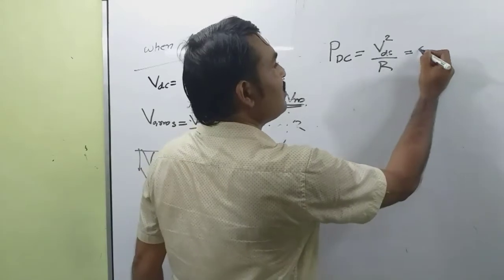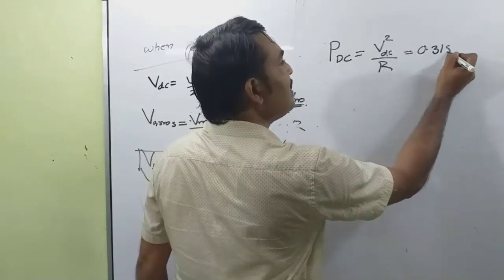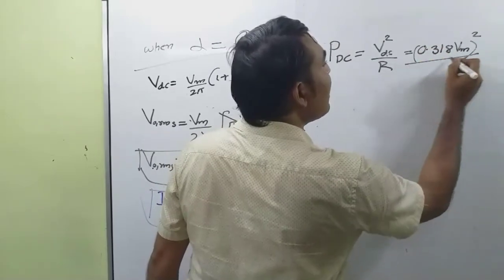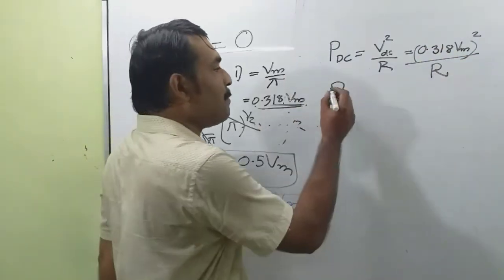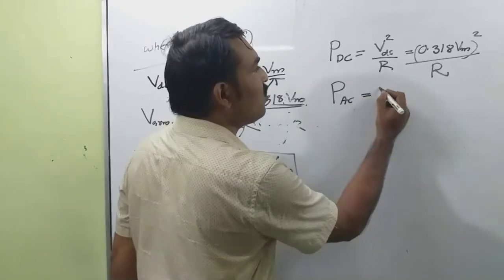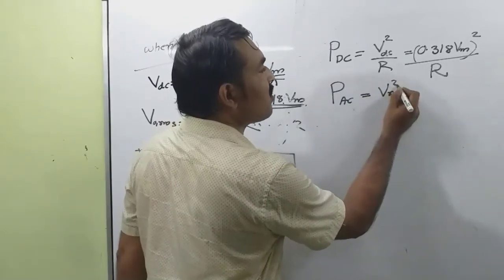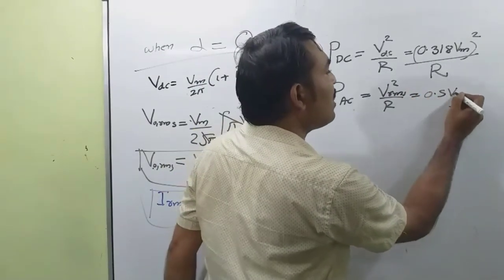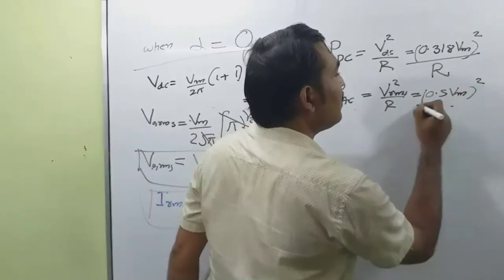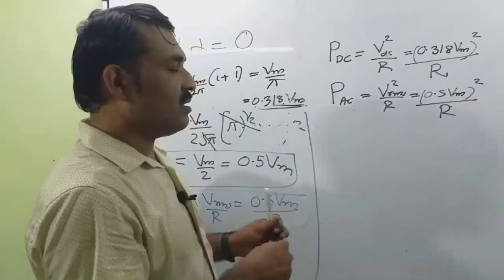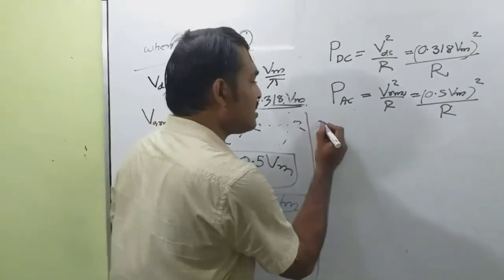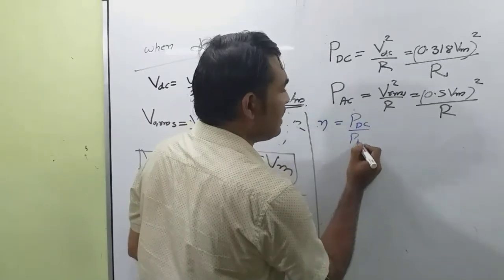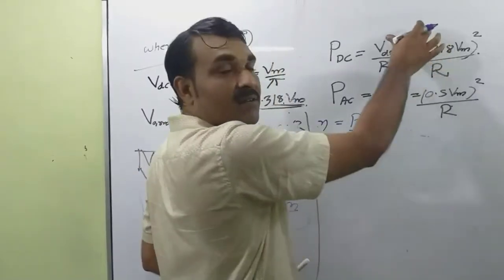So we can write this is equal to (0.318 Vm) the square divided by R. Then PAC is equal to Vrms square by R, that is equal to (0.5 Vm) the square divided by R. Now we can derive what is efficiency. Efficiency is equal to PDC by PAC, that is equal to this term divided by this term.